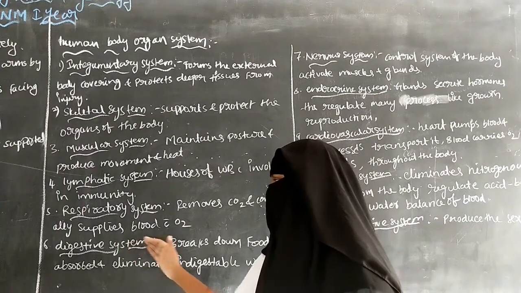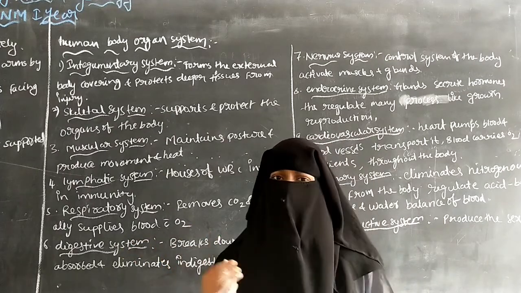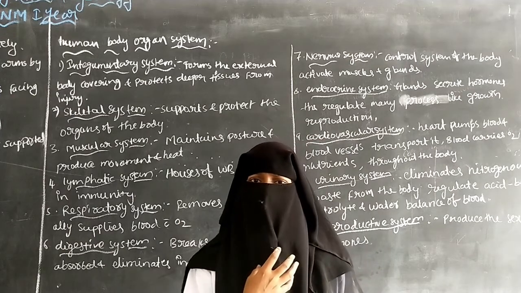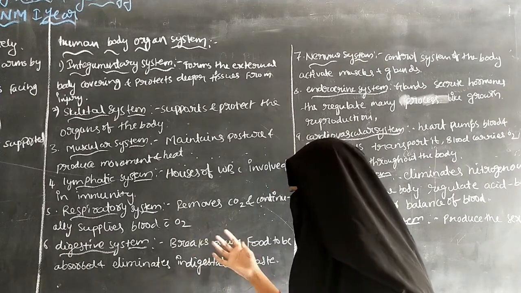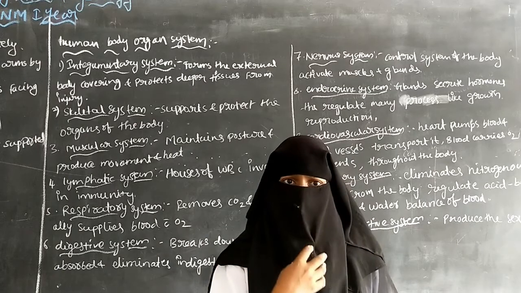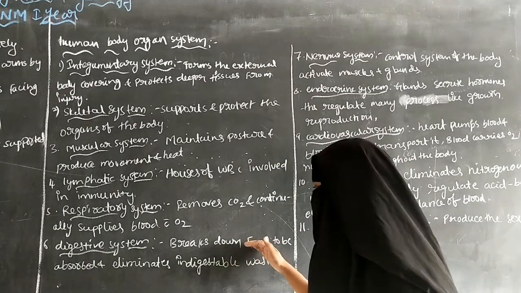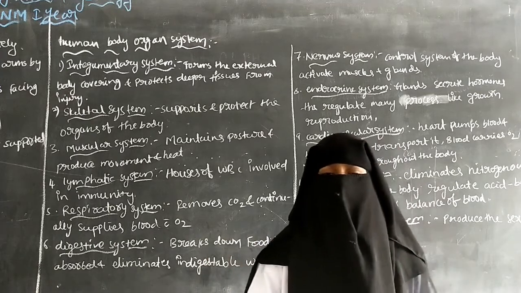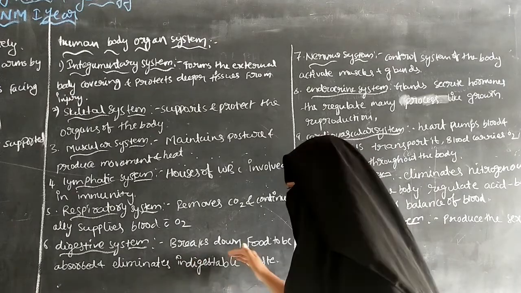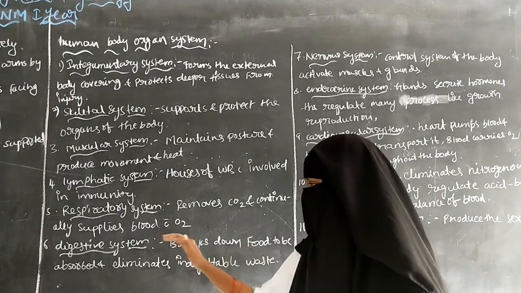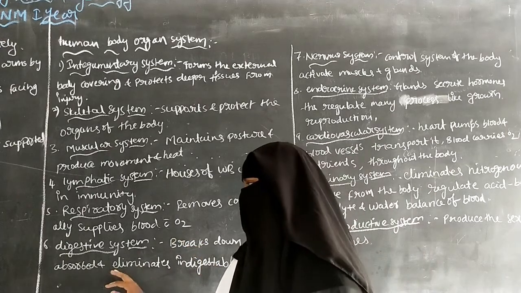So it is the digestive system. It includes the oral cavity, the esophagus, the stomach, the small intestine, the large intestine, the rectum, and the anus.